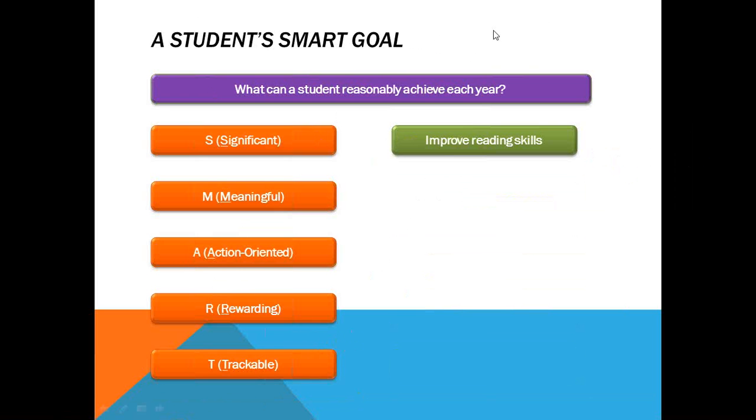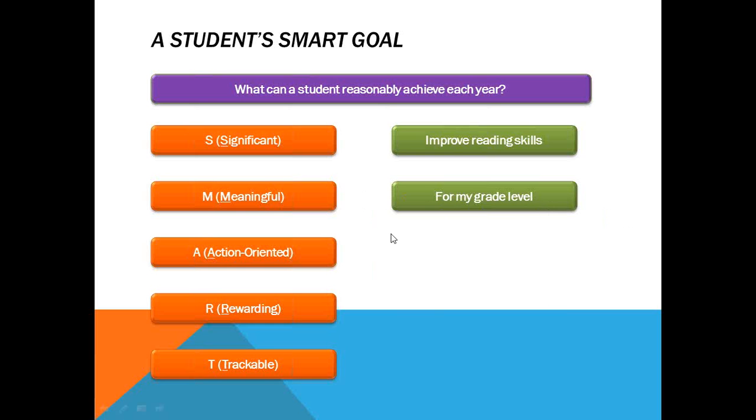So S could be improve reading skills. M would be to make it meaningful, we added for my grade level. So improve reading skills for my grade level. That's meaningful to the student, again, because we want students to not be frustrated as they're going through school, and reading is going to really help them succeed, reading their textbooks and doing their homework assignments.